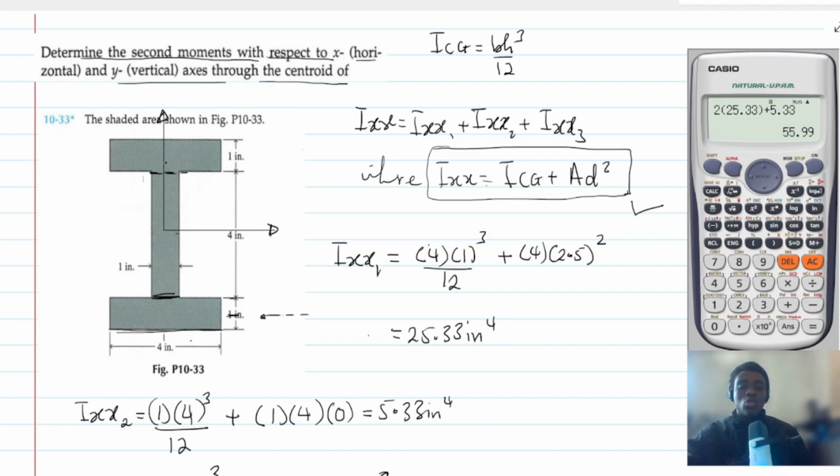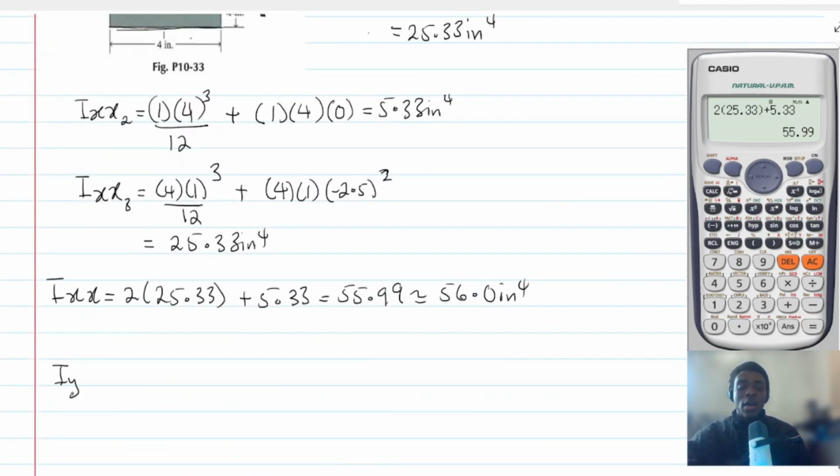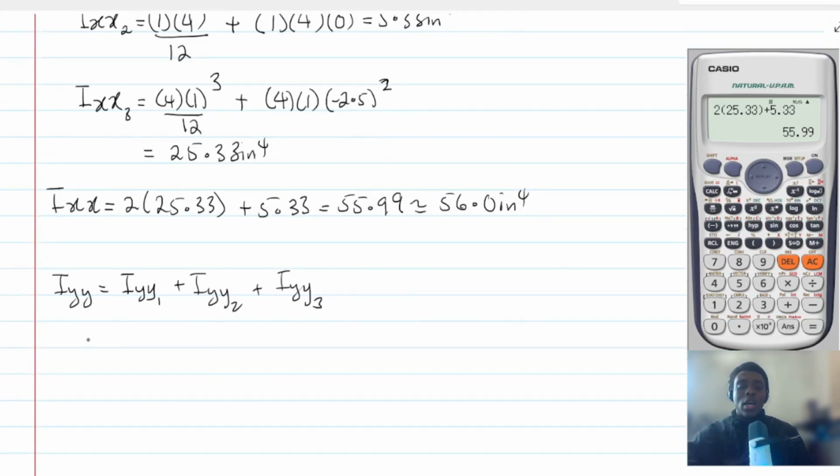And then it is passing through like this. Okay, so this is our yc and this is our xc. So again, we are going to say that Iyy will be Iyy1 plus Iyy2 plus Iyy3. But what is Iyy? Iyy will be Icg about y plus Ad squared. So that is the parallel axis theorem.